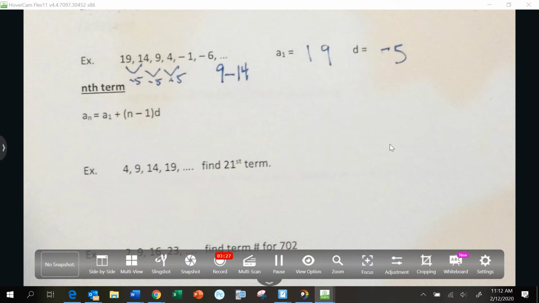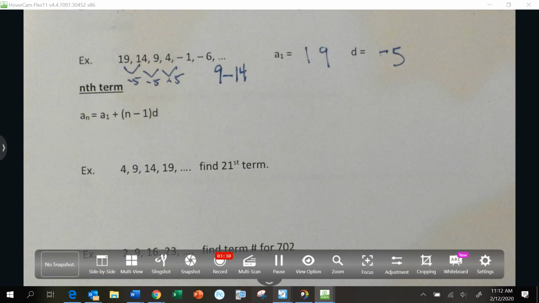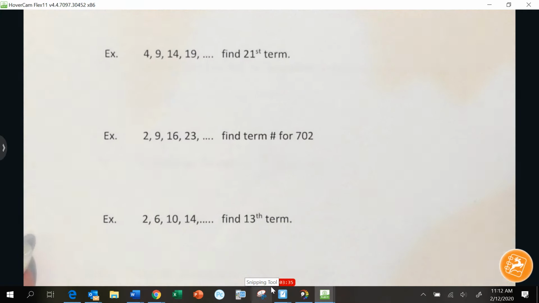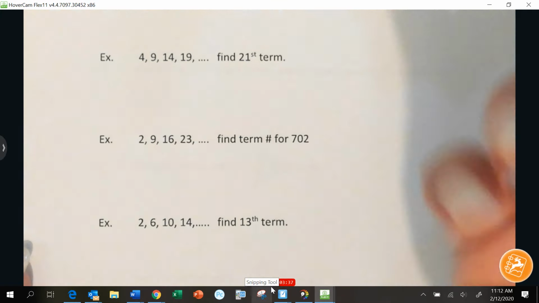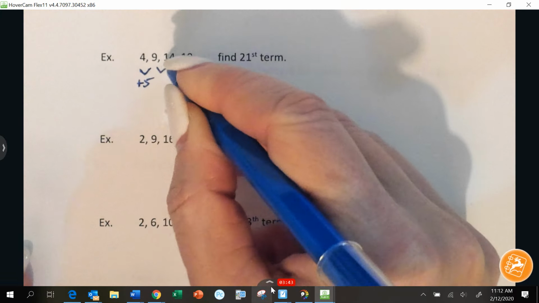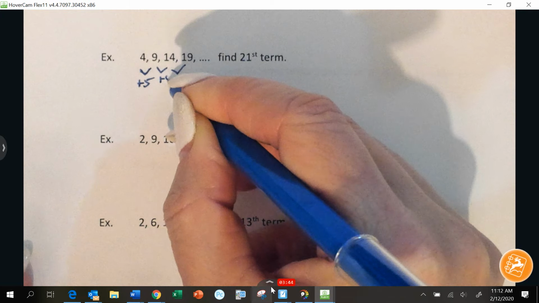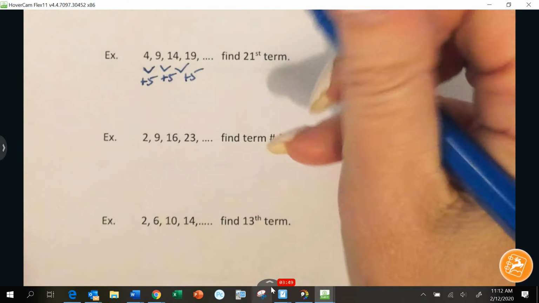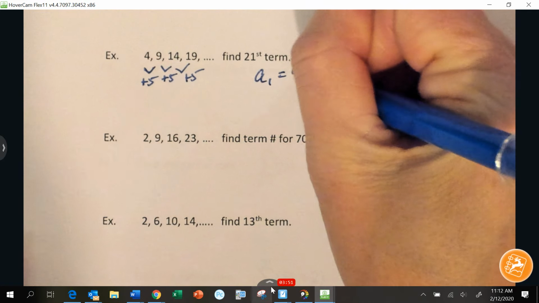So in the example below, 4, 9, 14, 19, find the 21st term. So the first thing is, is it arithmetic? That's plus 5, that's plus 5, that's plus 5. Check. It is arithmetic. What is our d?